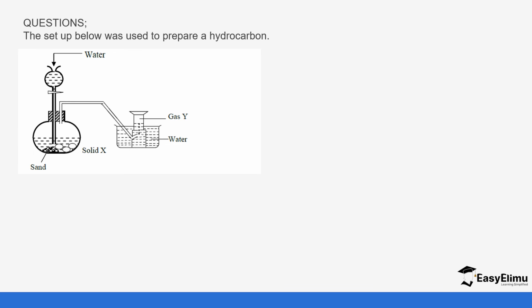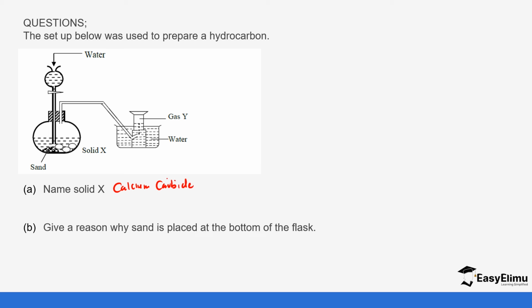Then let's look at a few questions in regards to what we have discussed. The setup was used to prepare a hydrocarbon. We have water being added to solid X, and also there is sand, and then gas Y is given off. Name solid X. We said solid X is going to be calcium carbide, and give a reason why sand is placed at the bottom.